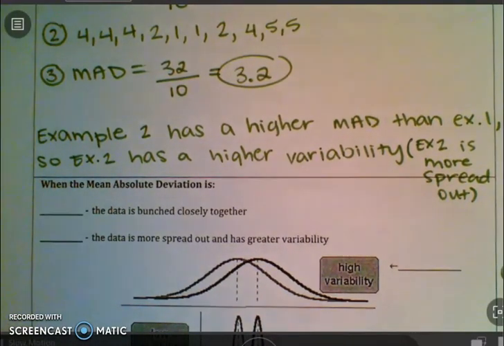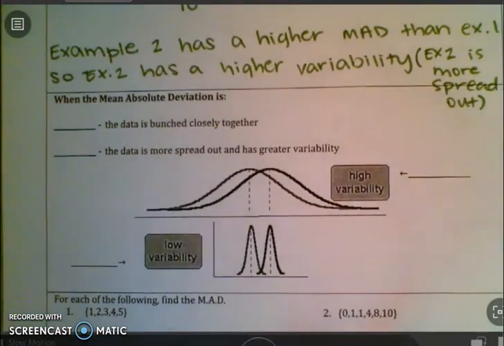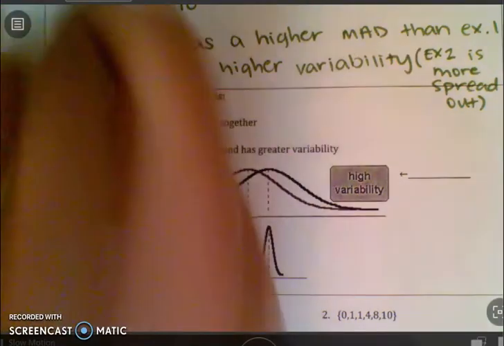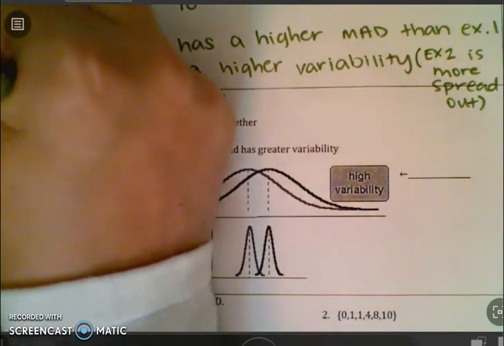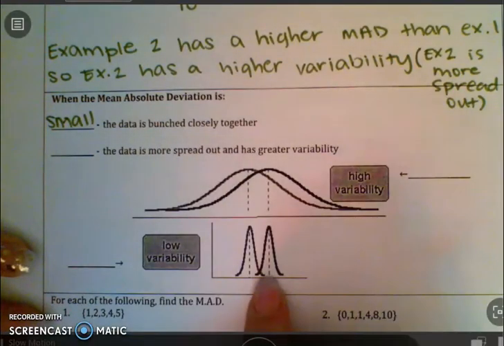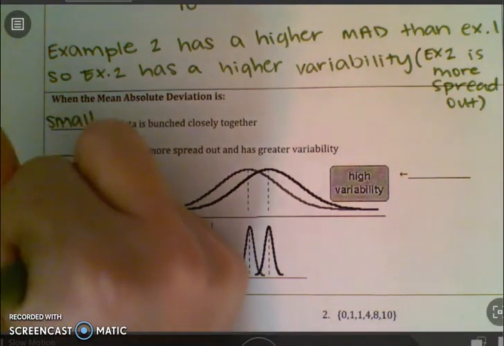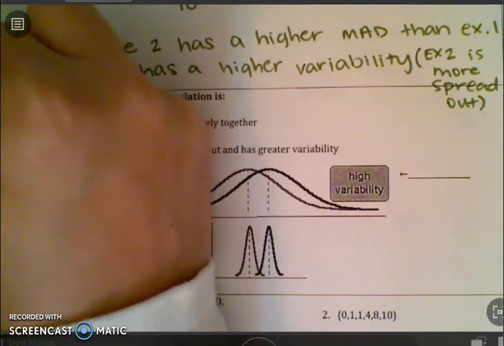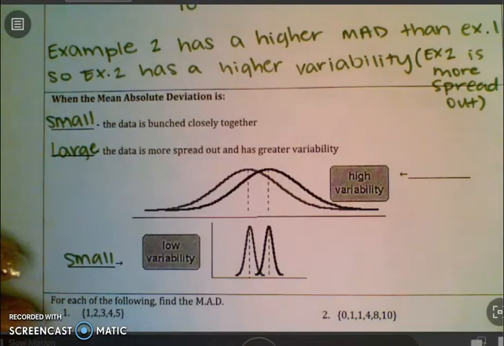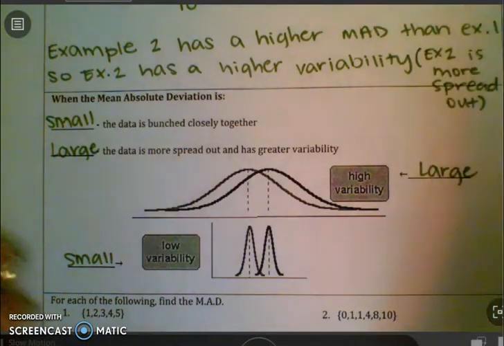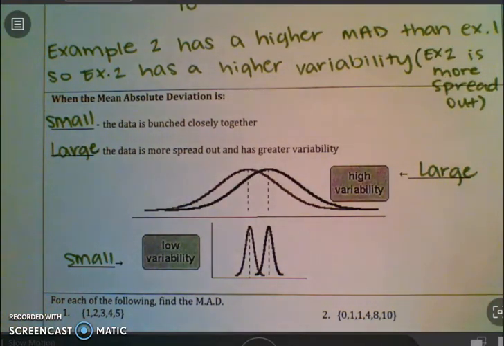Okay, so let's go down to the little pictures below. When a mean absolute deviation is small, that means that the data is bunched closely together. So there's low variability. If it's more spread out, it has a greater variability. That means your mean absolute deviation is a large number. So it's a high variability.